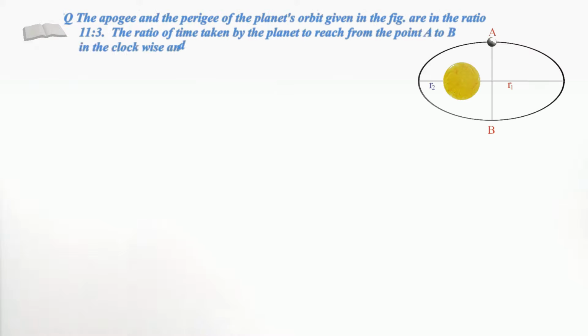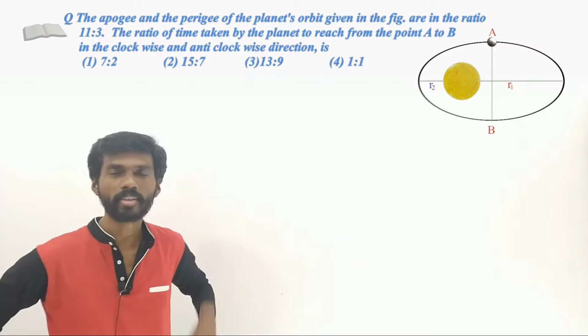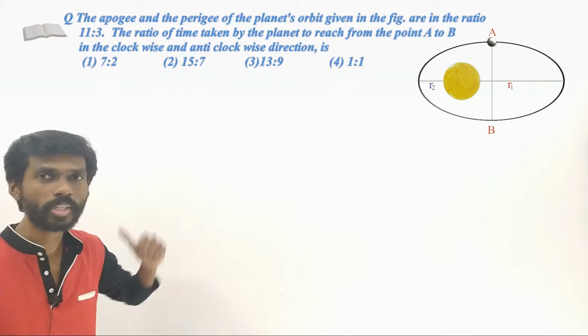The apogee and the perigee of the planet's orbit given in the figure are in the ratio 11:3. The ratio of time taken by the planet to reach from point A to B in the clockwise and anti-clockwise direction is? Here the planet is at the topmost point, that means one end of the minor axis. It has to get to the other end, either in the clockwise direction or in the counterclockwise direction.